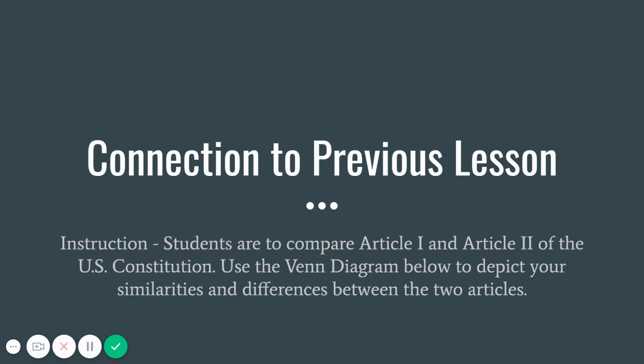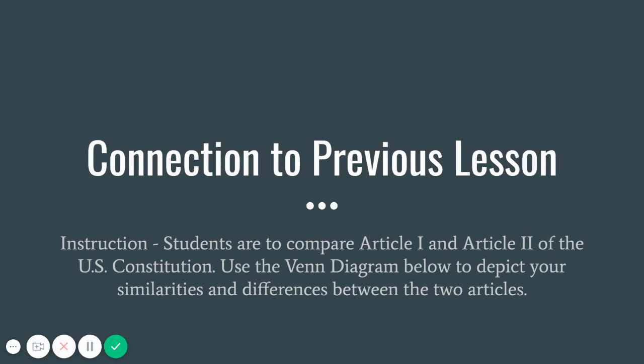Those people that printed it off, it's going to be a lot easier for you just to put them in that Venn diagram. For those that are using the electronic, you might have to skip down underneath that Venn diagram and make some type of column system to do this assignment. But I know you guys are creative enough to figure out how to get this done. Use the Venn diagram to depict the similarities and differences between the two articles.